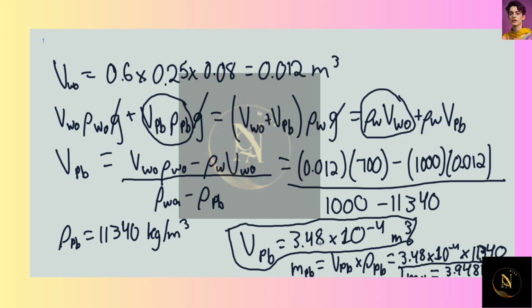And again, your final answer, 3.48 times 10 to the negative fourth meters cubed, and the mass of that lead being 3.948 kilograms. And that's the end of the solution.